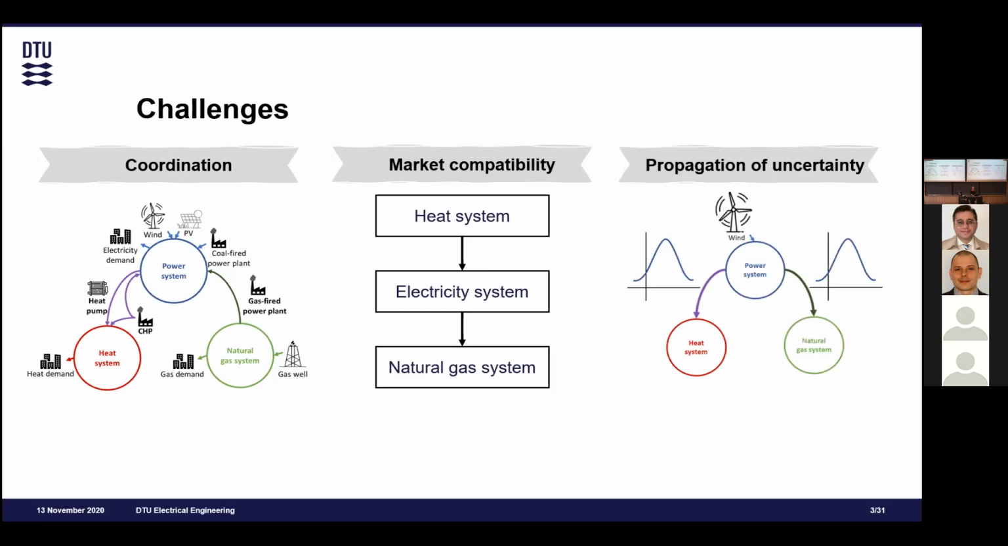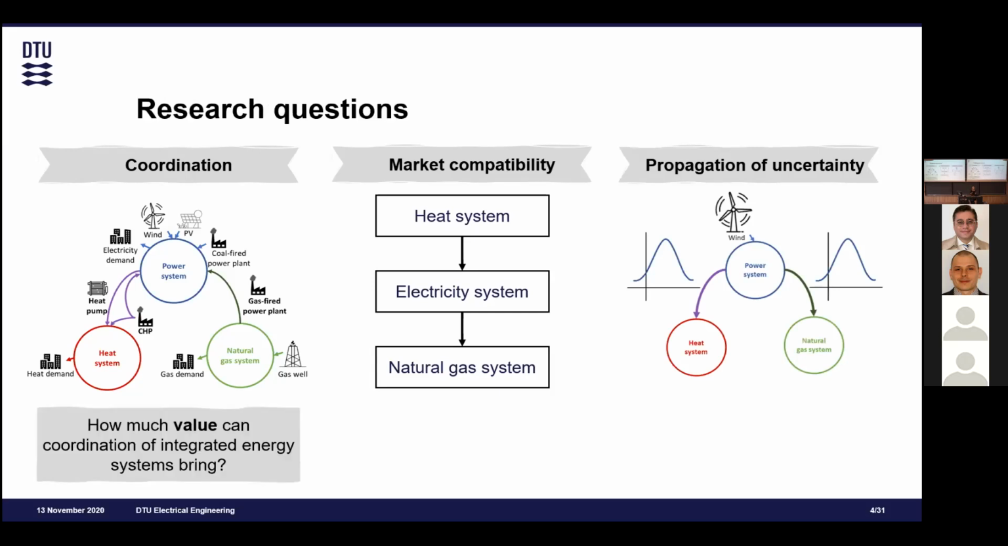And finally, the increasing uncertainty of renewables will propagate through the systems and eventually affect the operation of all systems. And our research questions target these three challenges. First, how much value, and value in terms of reduced system cost or increased social welfare, can coordination of integrated energy systems bring?